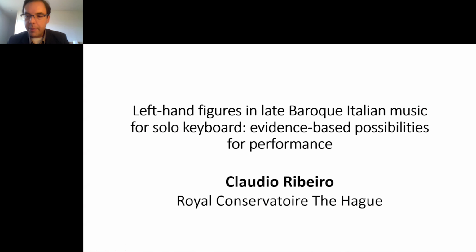In this presentation, I will speak about the practice of adding continuo figures to the left-hand staff of solo keyboard pieces in Italy in the first half of the 18th century. Up to this moment, I was able to identify the use of this kind of notation in a number of pieces from this period, connected either with Naples or with the northeast of Italy.